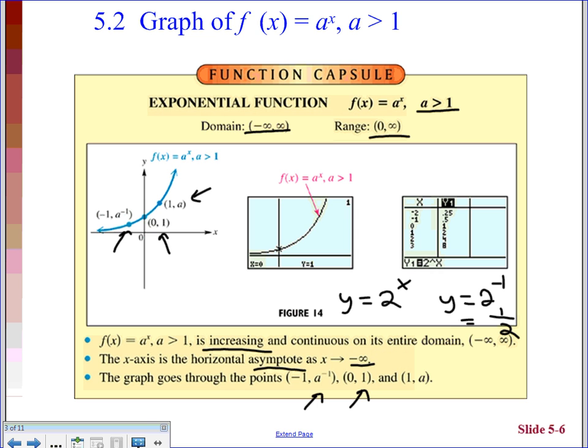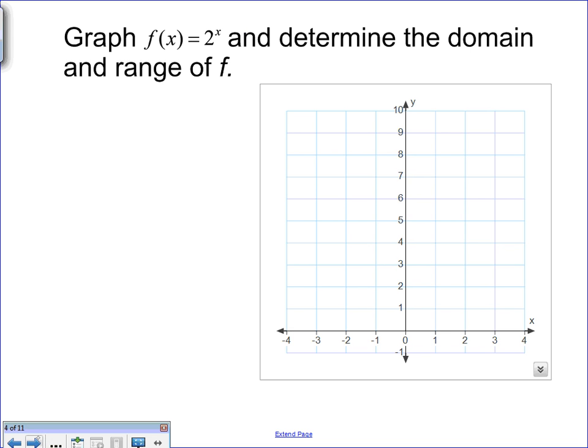And if we raise something to the first power, we always get the base as the answer. So y equals 2 to the first power always equals 2. So if we had this function, y equals 2 to the x, graph the function and determine the domain and the range of f.